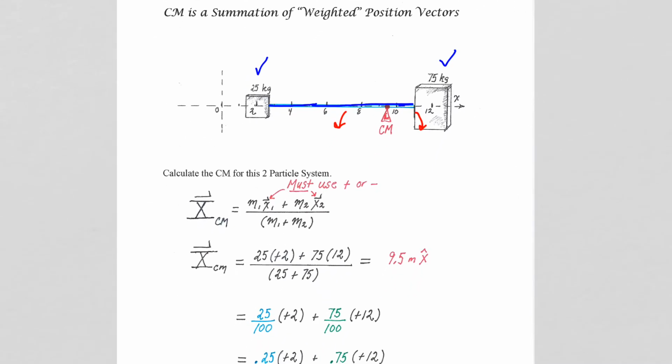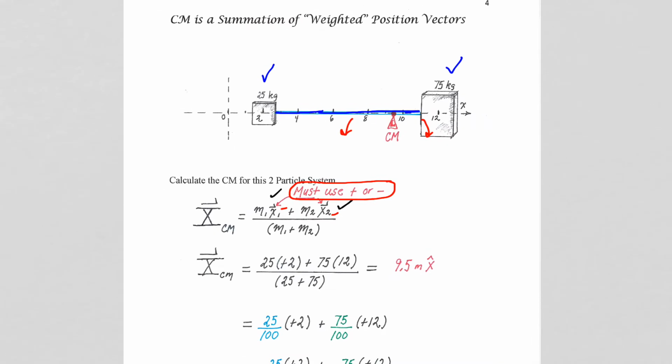So we only have the x-axis to work with here, and m1 is at position vector x1, m2 is at position vector x2, divided by the total mass. Now, please make sure you get this into your notes. It's really important that you put in here that you must use the positives or negatives that go with the x's to get the correct answer. Here it's on the positive x-axis, so it's not an issue, but mass 1 is going to sit at position 2, mass 2, 75, sits at position 12, and then there's a total mass of 100.